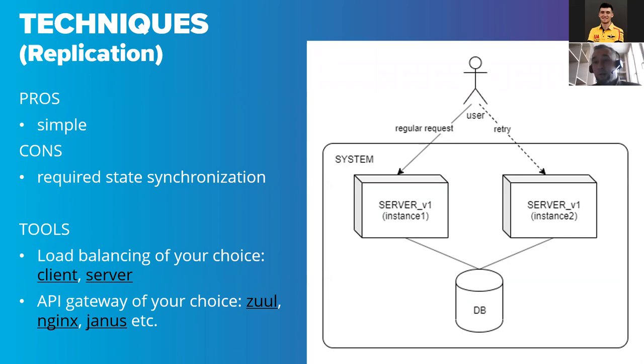The simple thing is that we can add another instance, which is the same as this one. They are very identical. They are twins. When the user uses this server in the regular way, it contacts server one, and in case of failure, it goes to server two. This is very simple. Our new cloud technologies allow you to have many variations of this kind of technique.